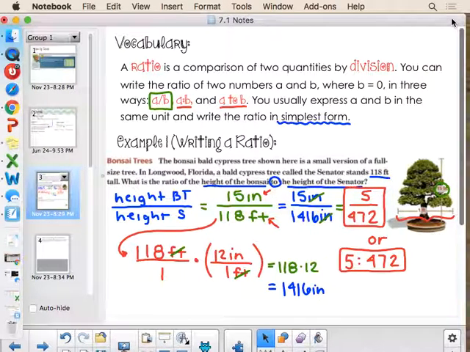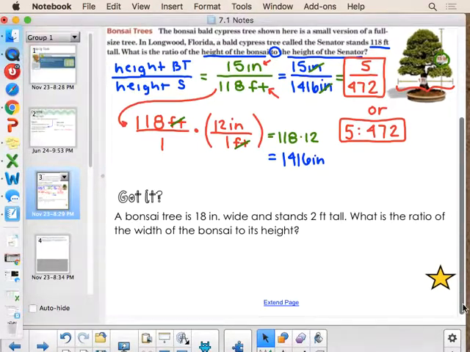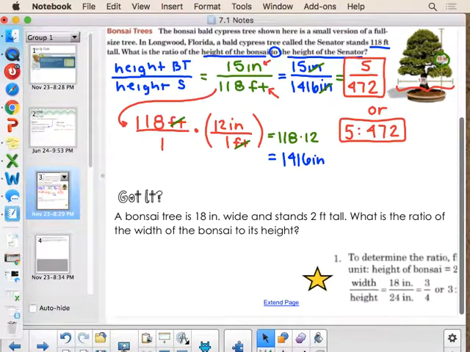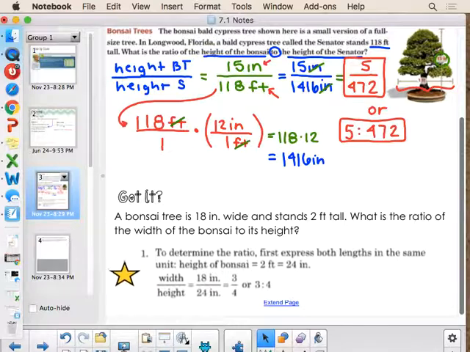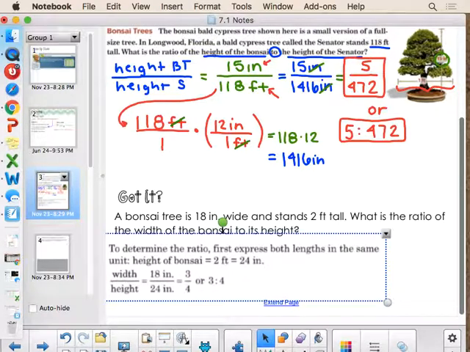It is now your turn for your Got It. All right, let's check over your work. Please make sure you are reading through this example if you need to see where you went wrong.